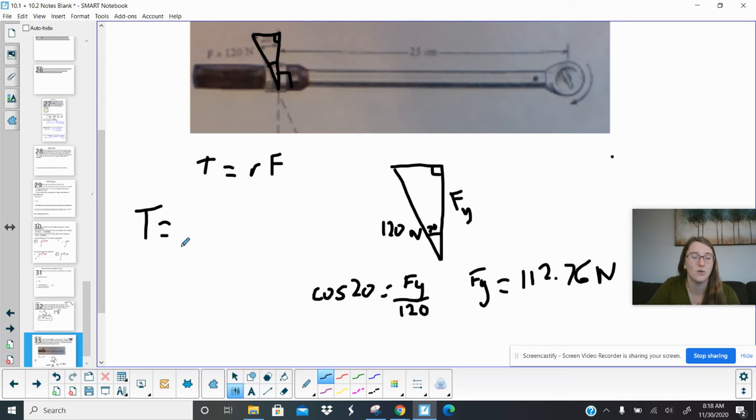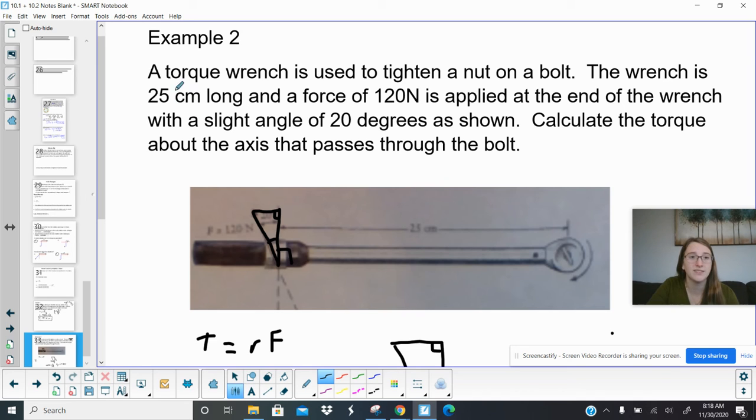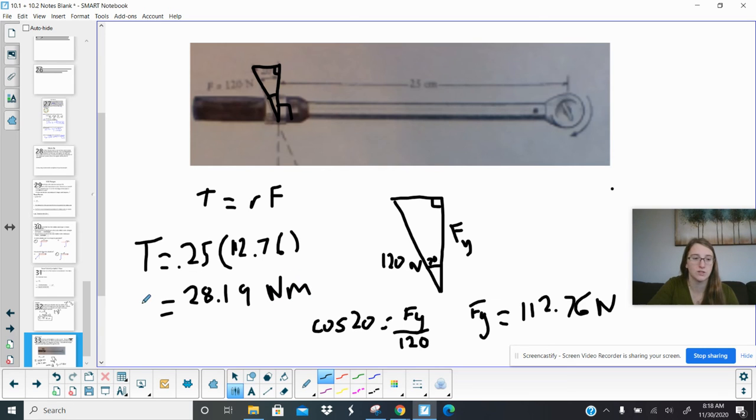So tau equals, let's go back up here. We need R, 25 centimeters, careful there. That needs to be 0.25 meters, times our force component, which is 112.76. Excuse me for my terrible handwriting. So this is going to be the torque we are generating. We've got 28.19. And again, this is Newton meters. Newton meters. That is the torque we have generated.